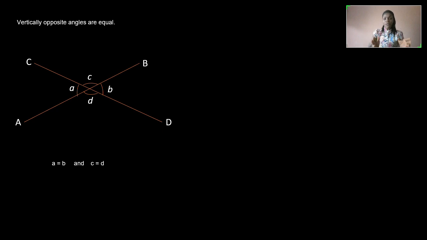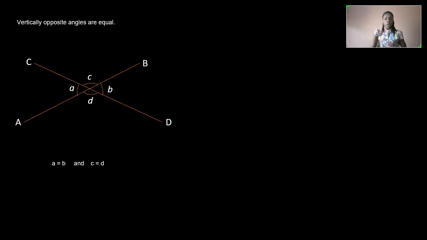Since vertically opposite angles are equal, whatever value we have for angle A is automatically equals to angle B. Likewise, angle C and angle D. Whatever value we are given as angle C is automatically equals to angle D, because vertically opposite angles are equal.